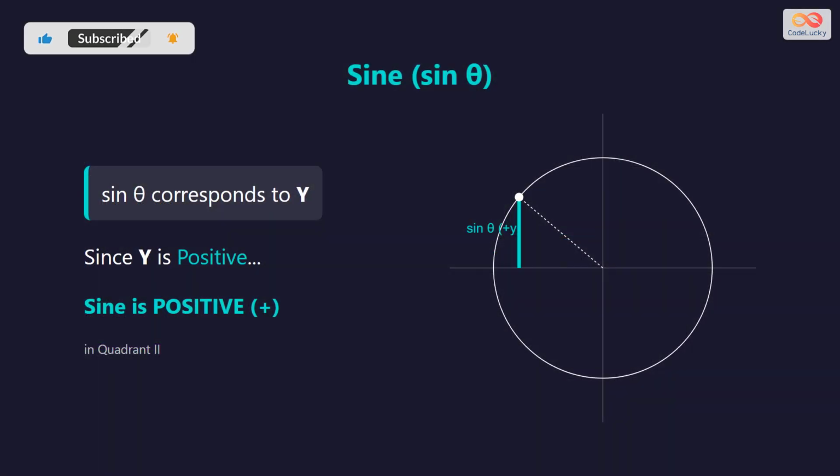In the unit circle, the sine of an angle corresponds to the y-coordinate. Since we just established that the y-coordinate is positive in this quadrant, the sine function is always positive here.